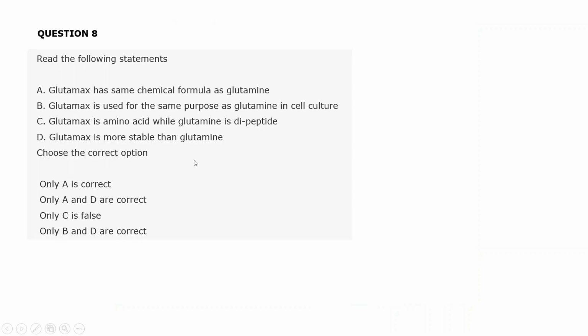So coming to question number 8. Read the following statements. A: Glutamax has the same chemical formula as glutamine. B: Glutamax is used for the same purpose as glutamine in cell culture. C: Glutamax is an amino acid while glutamine is a dipeptide. D: Glutamax is more stable than glutamine. Choose the correct option: only A is correct, only A and D are correct, only C is false, only B and D are correct. Which may be the answer?